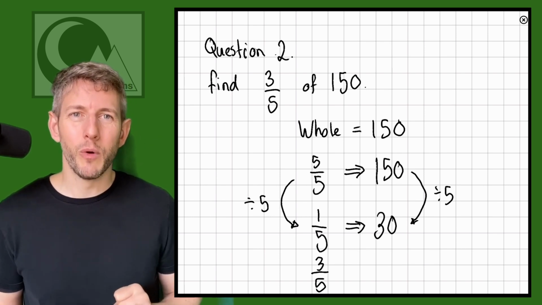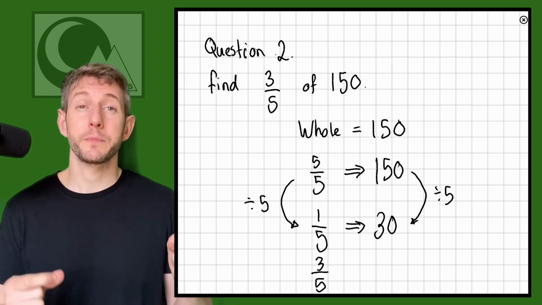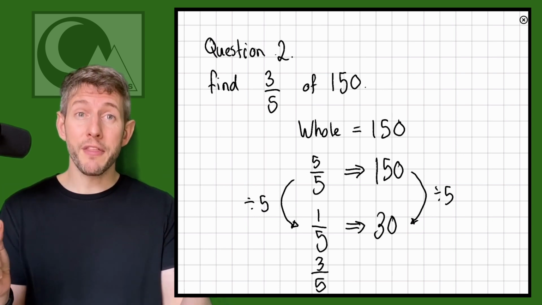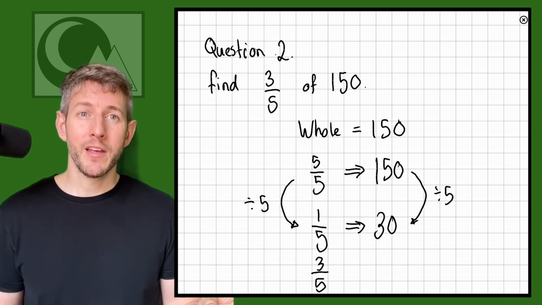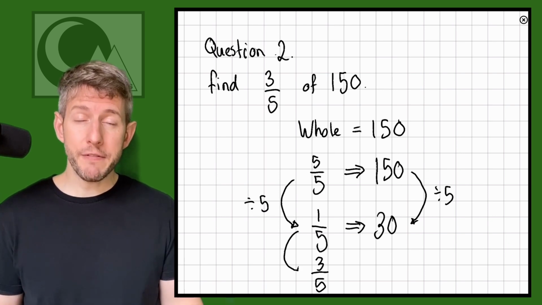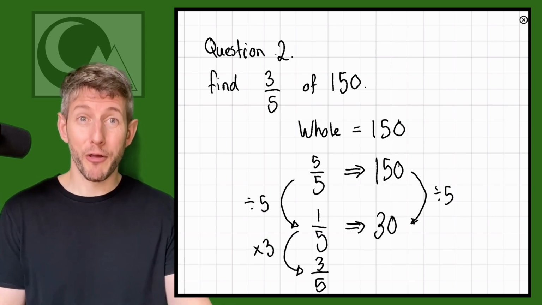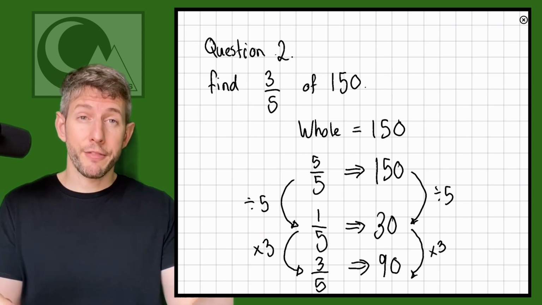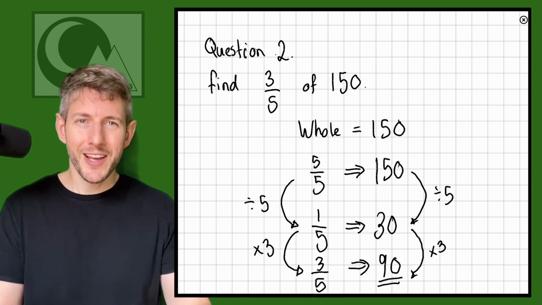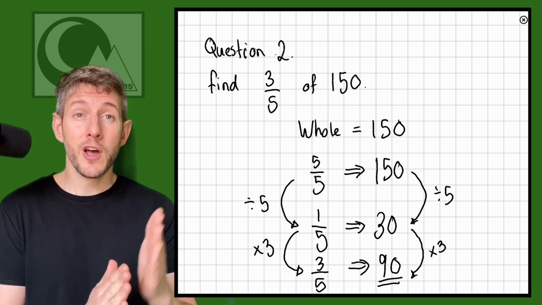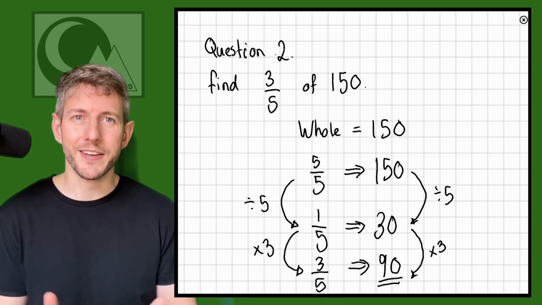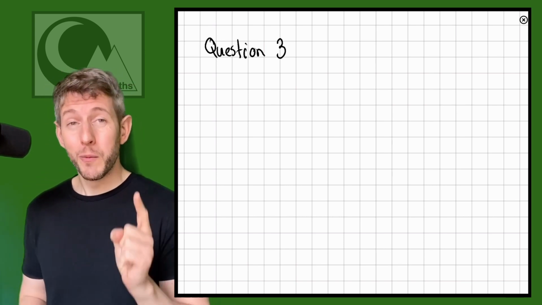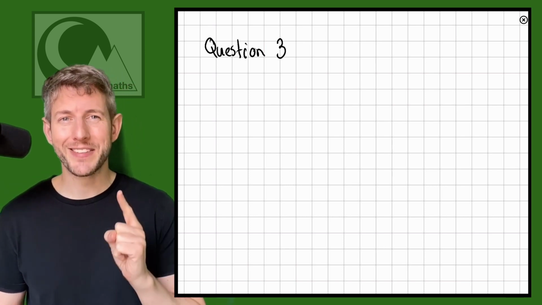But we don't want 1/5, we want 3/5. We do know that 1/5 is worth 30. So if 1/5 is worth 30, we're going to times that by 3. So 1/5 times 3 gives us 3/5, and 30 times 3 gives us 90. So 3/5 of 150 is 90. Done. Let's try one more and then I will talk to you about the calculator method.